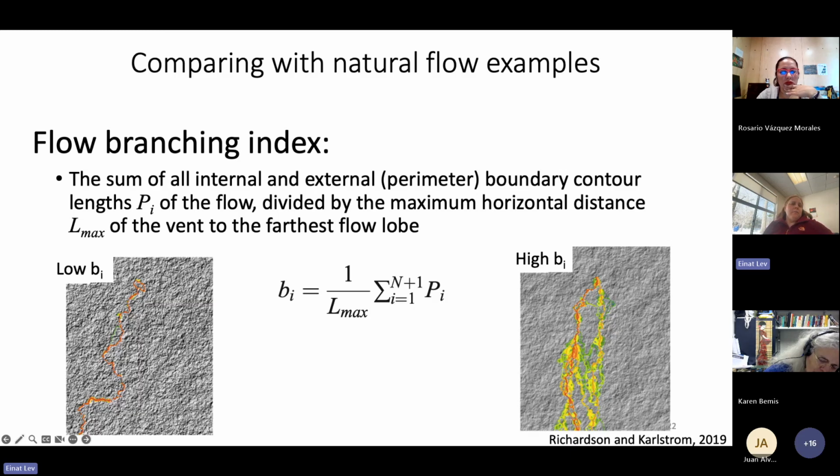Another way of comparing our models to observations or to each other is, rather than footprint, to look at the branching. So there's a way to calculate the number of internal and external boundary contours in a flow. And for example, if it's just one kind of snake, then it's a low branching index. But if you have many tentacles, then you have a high index. So you can calculate your index for the observed flow and the model result and see how they compare.